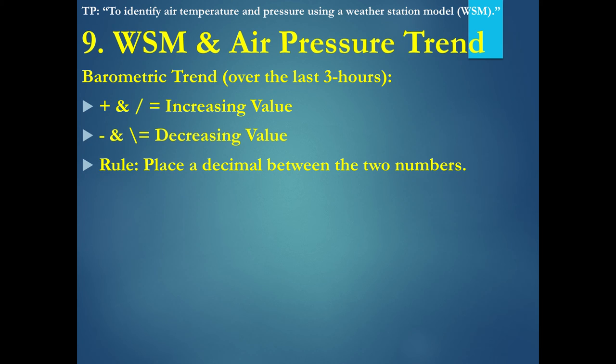Weather station model and barometric trend. All right, so the barometric trend is over the last 3 hours, and we have at least 2 points here. We have a plus and a positive slope line. That's an increasing value. A minus and a decreasing slope is a decreasing value. And the rule that we have is they give you only 2 numbers usually, so you would just place a decimal between the last 2 numbers. If there were 3 numbers in total, then you place it between the last 2 numbers.